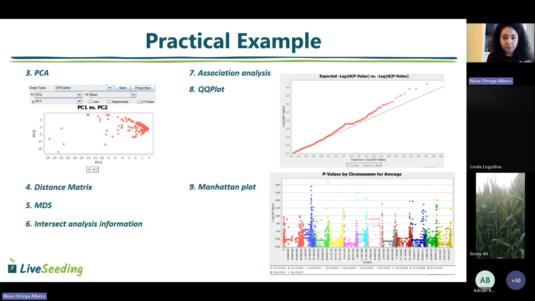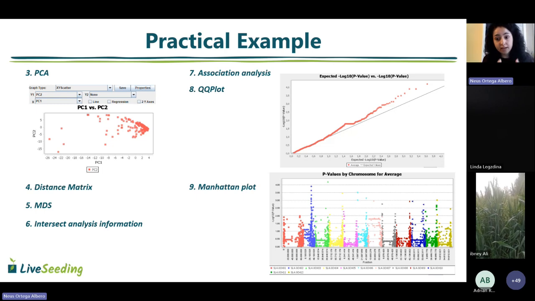Okay, so into the results. After we open both files, we do the PCA. We analyze to see how the population is distributed. We calculate the distance matrix and the corrections for the relationships between individuals. We combine all the information: the phenotypic information, the genotypic information, and the relationships, the corrections we need to add to this analysis. Then we do the association analysis, and we see the QQ plot and the Manhattan plot.